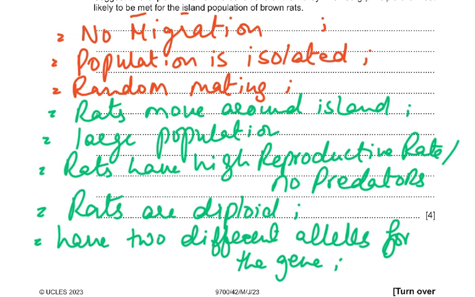Then there is random mating. They're not kept in a certain area, which would not be random. If only about 100 mice lived in a certain area and were not allowed to mix with the other 500, that would not be random. So random mating is occurring. Rats move around the island, and they can go anywhere they like. They're a very large population, rats have a high reproductive rate, and there are no predators. Then rats are diploid, because if they weren't diploid, then we wouldn't have the p squared and q squared, and they have two different alleles for the gene.